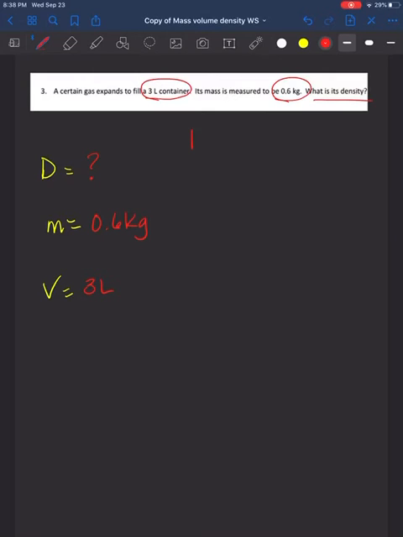So, density is equal to mass divided by volume. So, I have 0.6 kilograms divided by 3 liters, which will give me 0.2 kilograms per liter. Feeling good? All right, number 4, identify the variables.